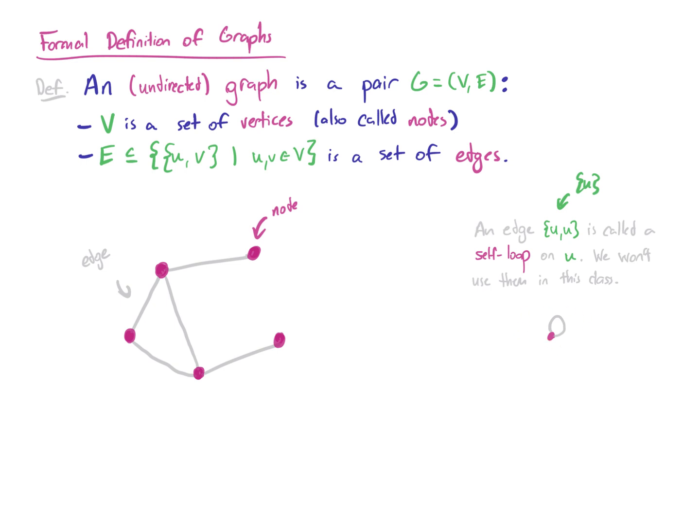Self loops are interesting sometimes, but they're not very useful most of the time, and we won't use them in this class. And so when we talk about our edge set, we're always talking about edges that look more like this, that join two distinct vertices to each other.